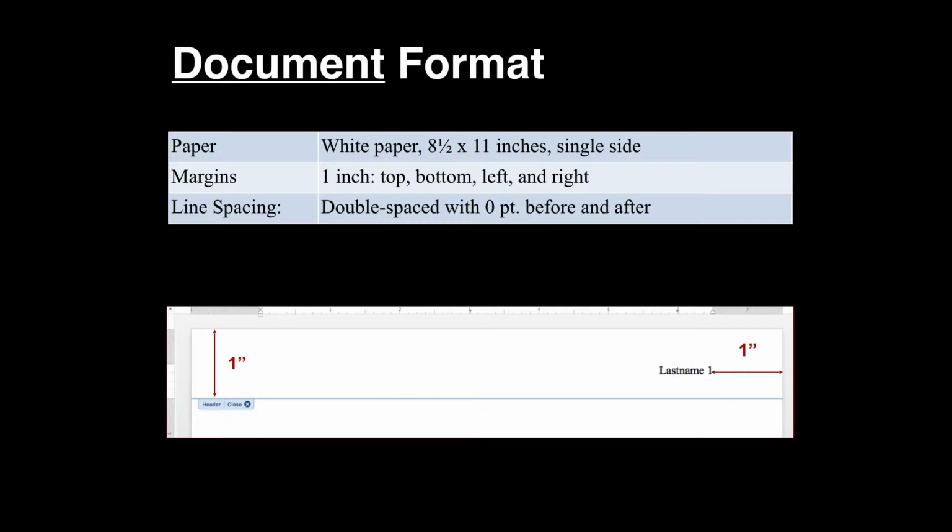In the header area, you've got that 1 inch margin. About half an inch down, you will include your pagination. Every page has a page number on it. And just before that, the last name of the writer of the paper goes in there. And that appears on every page.